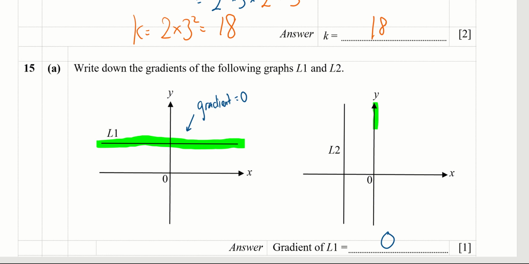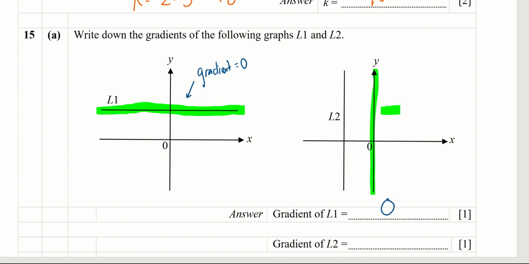Recognize that this is a vertical line, so if you want to climb a wall, it is very difficult, because the gradient is very huge, right? So the gradient is undefined. So the answer here is undefined.